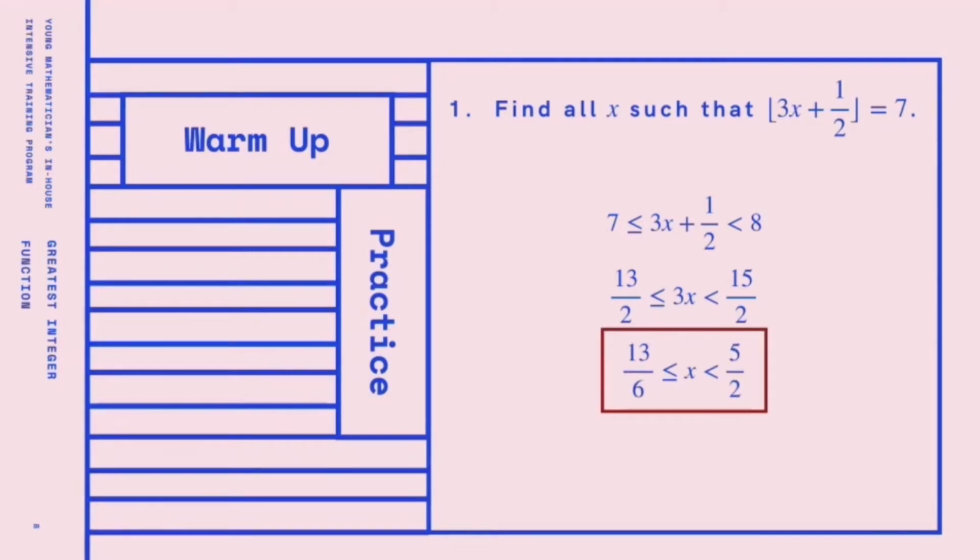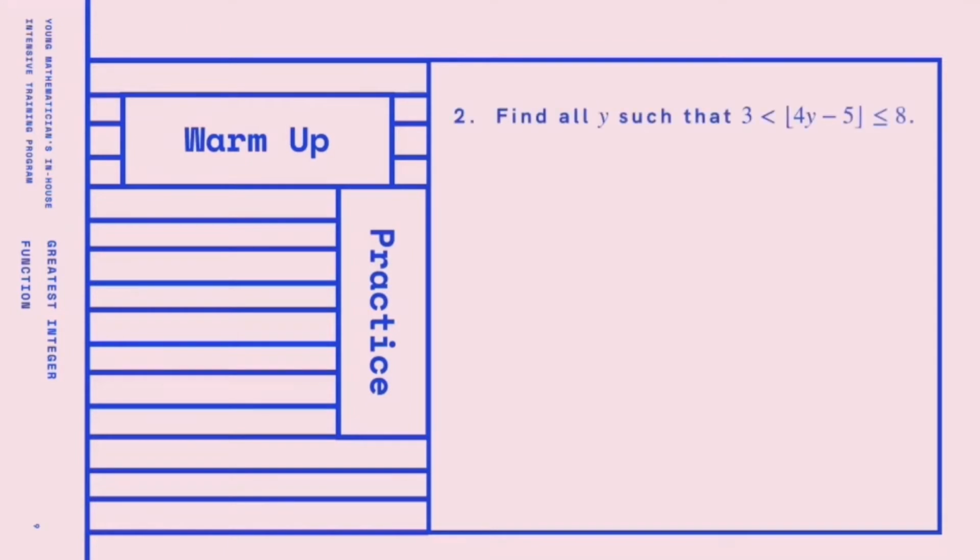Next up, number 2. Find all y such that the greatest integer function of 4y minus 5 is greater than 3, but less than or equal to 8.